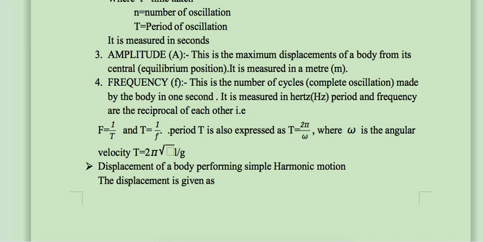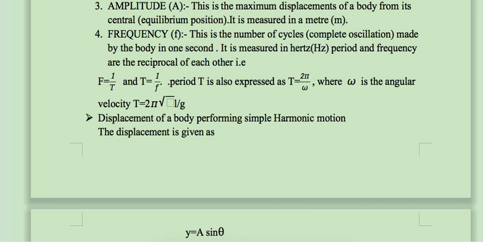And the period is also expressed as 2 pi over omega, where omega is a Greek letter which symbolizes the angular velocity. Another formula that you can use for period is T equal to 2 pi square root of L over g.